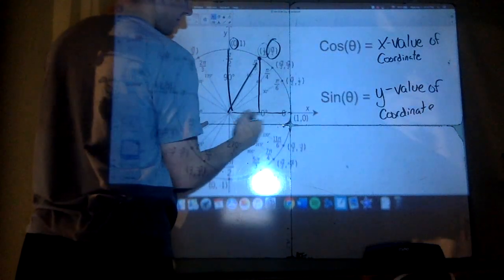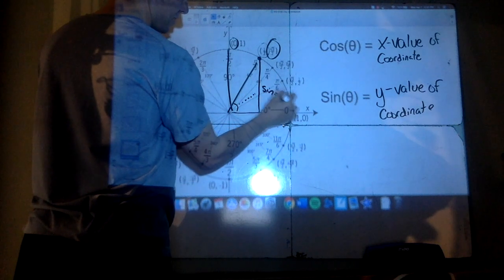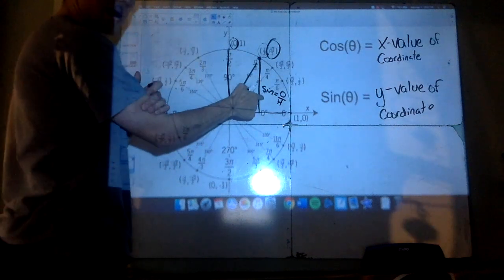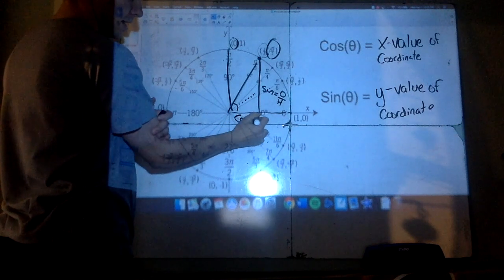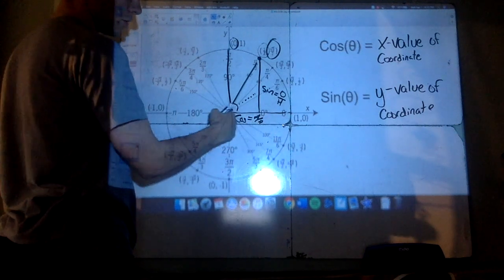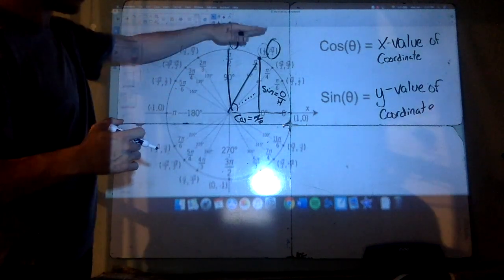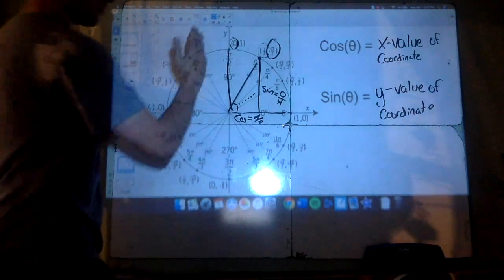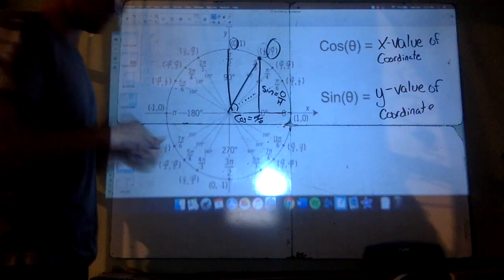The reason is that when we draw these triangles, the sine equals the opposite over hypotenuse, and our hypotenuse is always 1. So whatever the opposite side is, that's our sine. Our cosine is adjacent over hypotenuse, so it's always this adjacent side, the x value. Just be careful: when it's above, the sine is positive. When it's below, the sine is negative. When it's to the right, cosine is positive. To the left, cosine is negative.